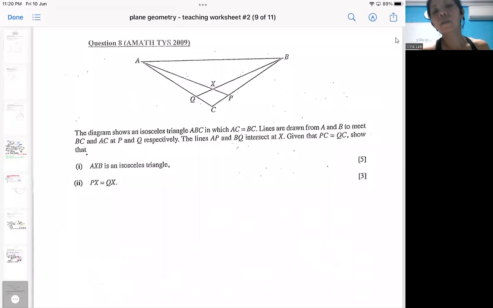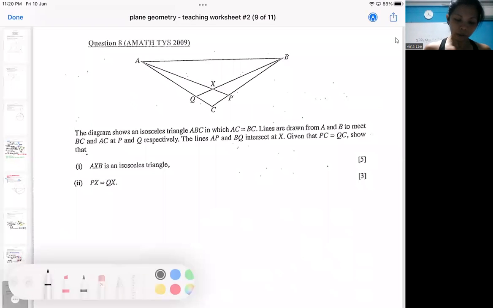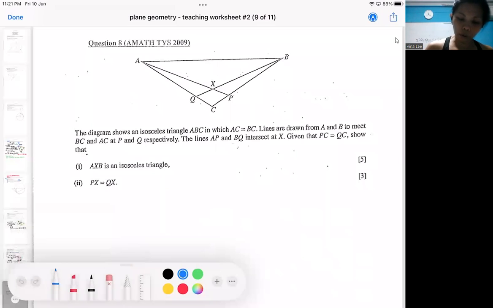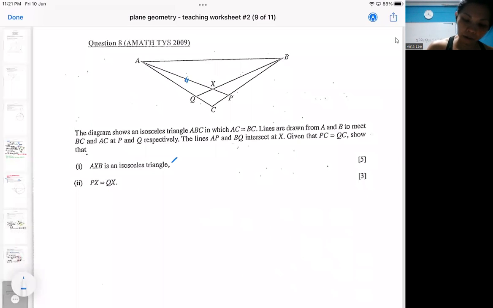But for the first part, we need to prove an isosceles triangle. The feature of an isosceles triangle can either be two equal lengths. If I can prove two lengths are equal, then I can prove that it's an isosceles triangle. I can also prove two equal angles. So you got to see for yourself: would you try to aim for these two lengths? Do you have sufficient information to prove those two lengths?